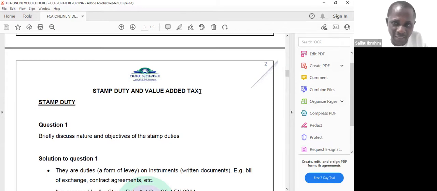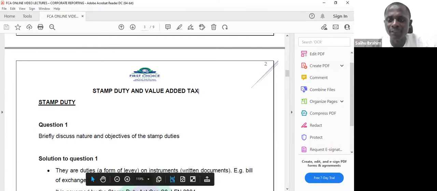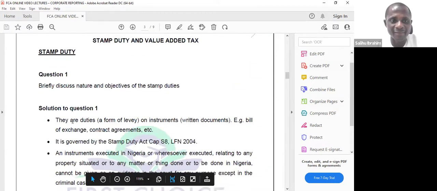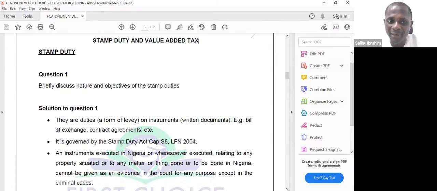So we can define stamp duty as a levy that is payable on dutiable instruments. A levy that is payable on dutiable instruments is what we call stamp duty. Okay. Now, you can see this definition here. There are duties, a form of levy on instruments, e.g., a bill of exchange is a document.